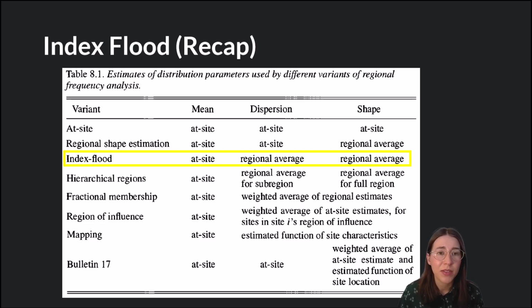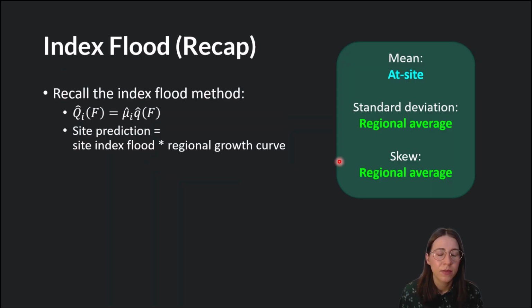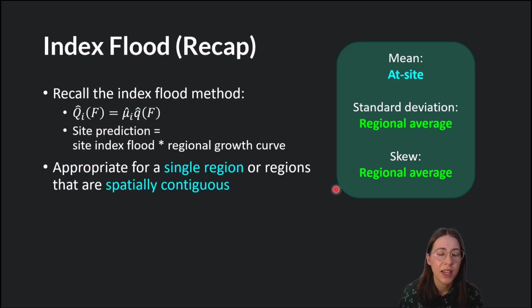As a quick recap of the index flood method, we use an at-site mean and a regional average shape and dispersion. The index flood method computes the site prediction based on a site index flood, which is typically the mean, multiplied by a regional growth curve, which is based on the regional average, standard deviation, and skew. The index flood method is appropriate for a single region or regions that are spatially contiguous. This is because each site needs to be assigned to a distinct region in order to perform index flood.